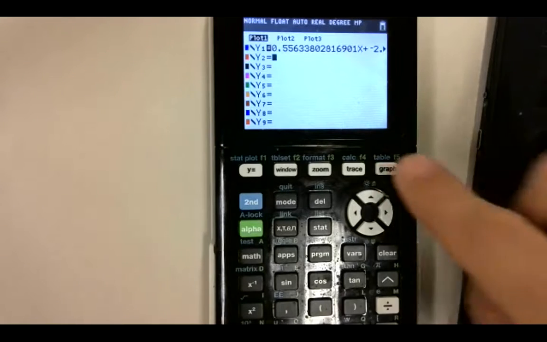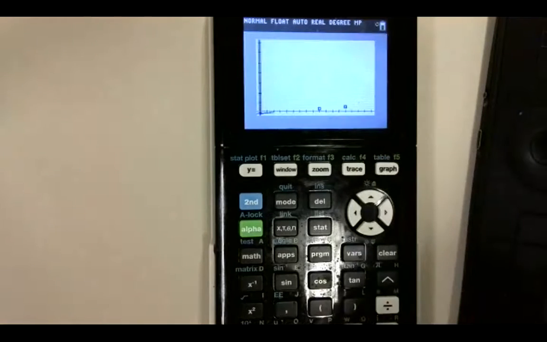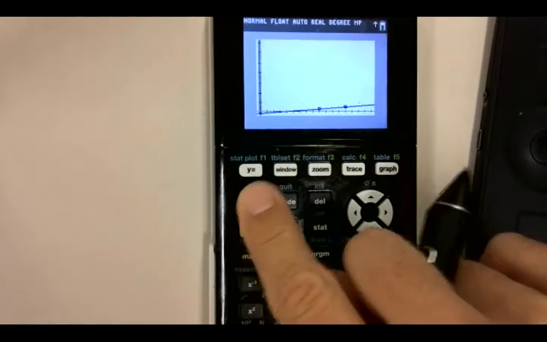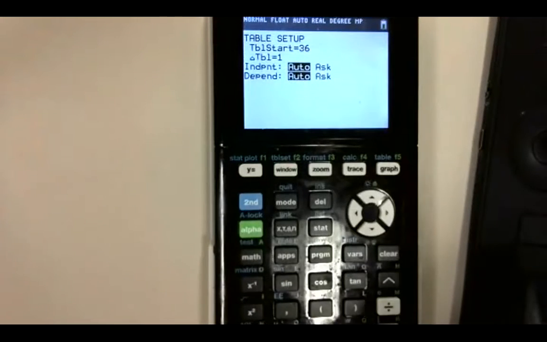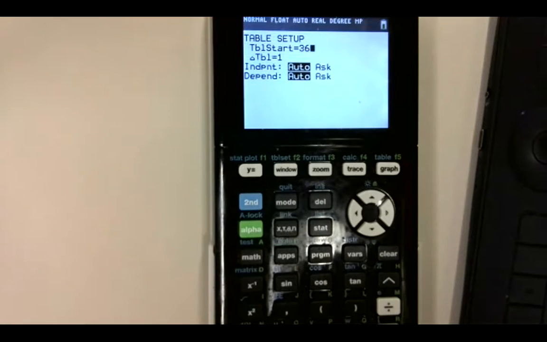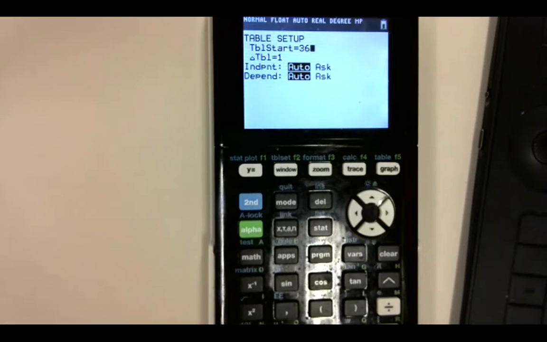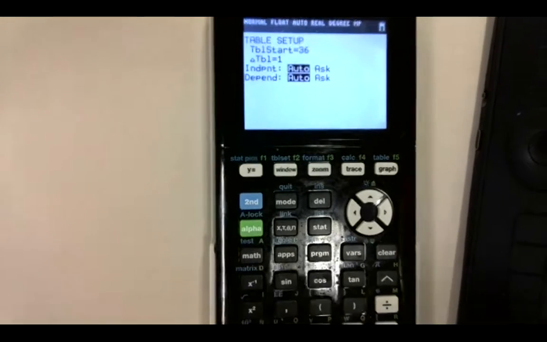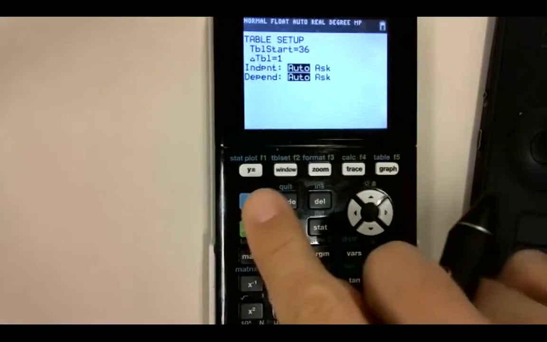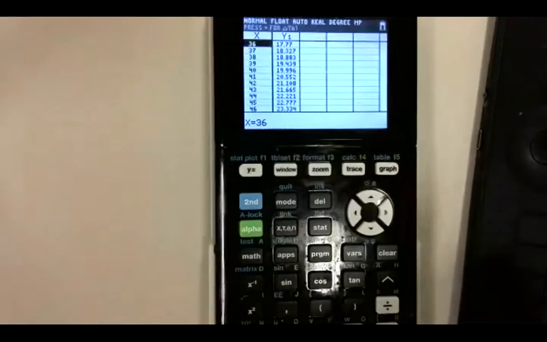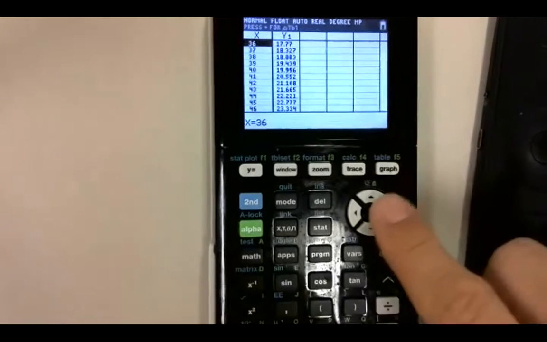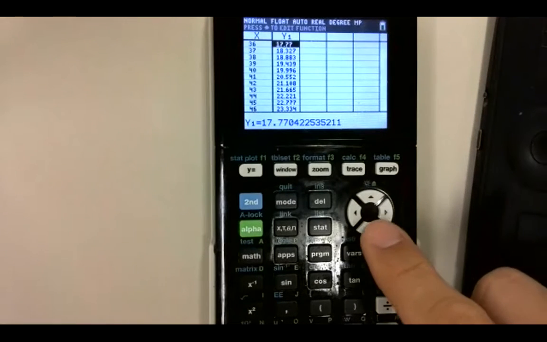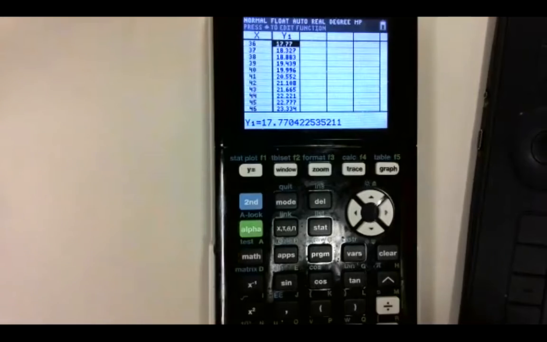So in 36 months, once I could graph it, but all I have to do is hit second table set in 36 months. Oh, but where do I go to actually get the data? I have to go to table, so hit second graph, that's your table. And after 36 months, her hair is going to be 17.77 inches long.